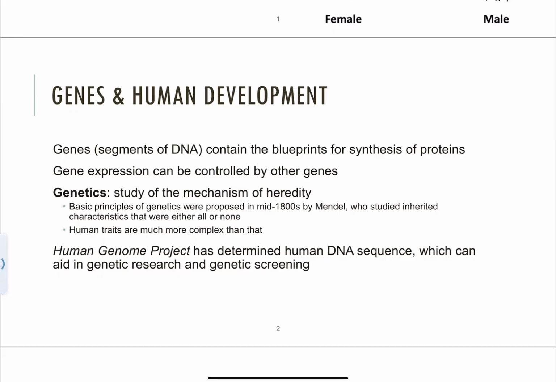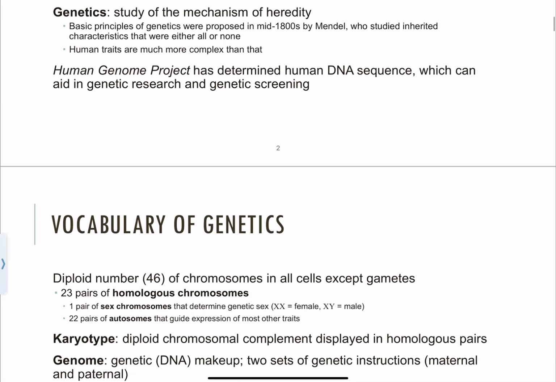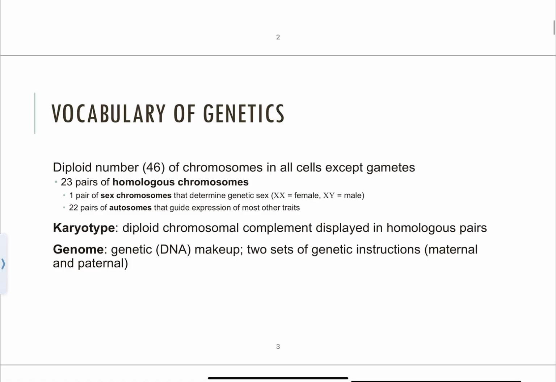And the basic principles of genetics were proposed by Gregor Mendel, who studied inherited characteristics that were either all or none, and he used pea plants for this. When we're talking about our human traits, though, they're much more complex than the original genetics principles that Mendel proposed in the 1800s. There is the Human Genome Project that has determined the human DNA sequence, which can now aid in genetic research and genetic screening.